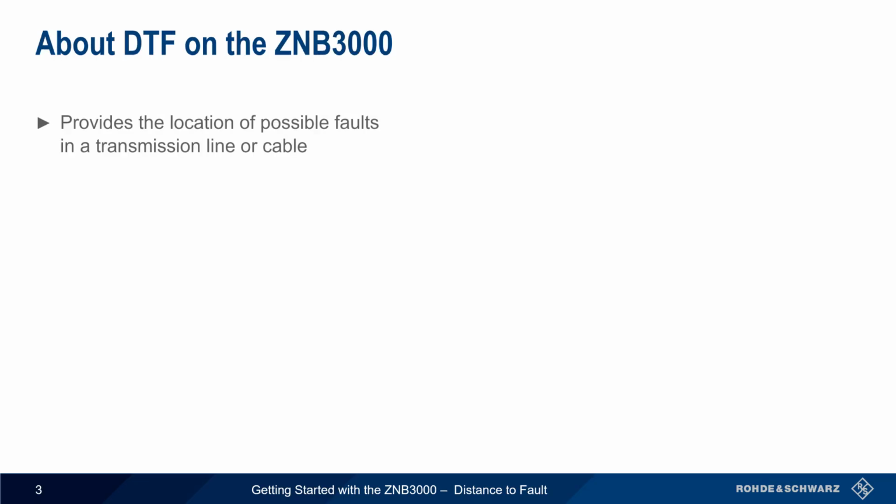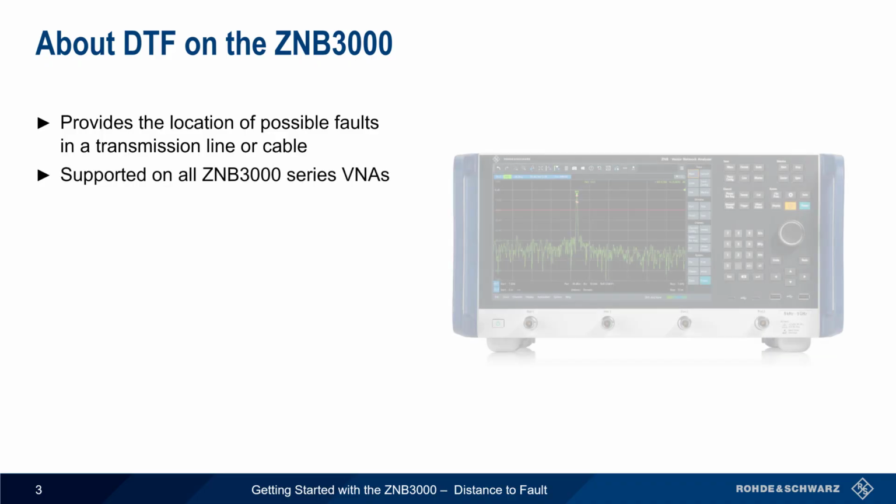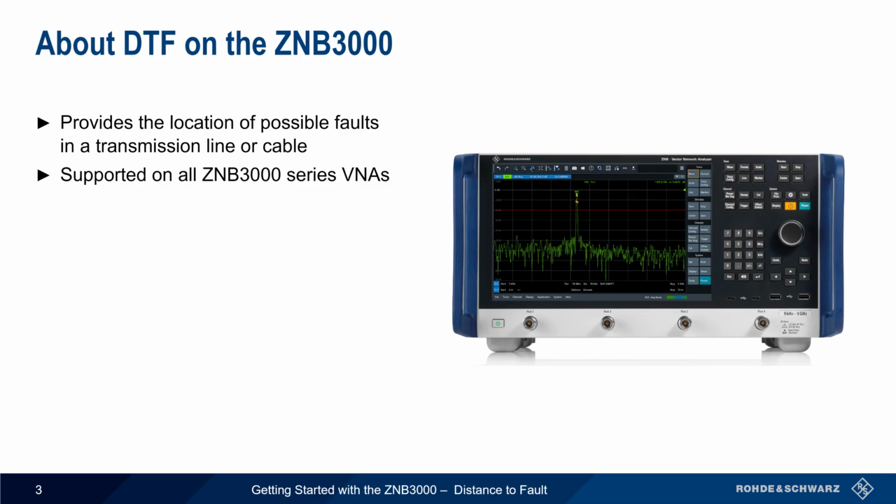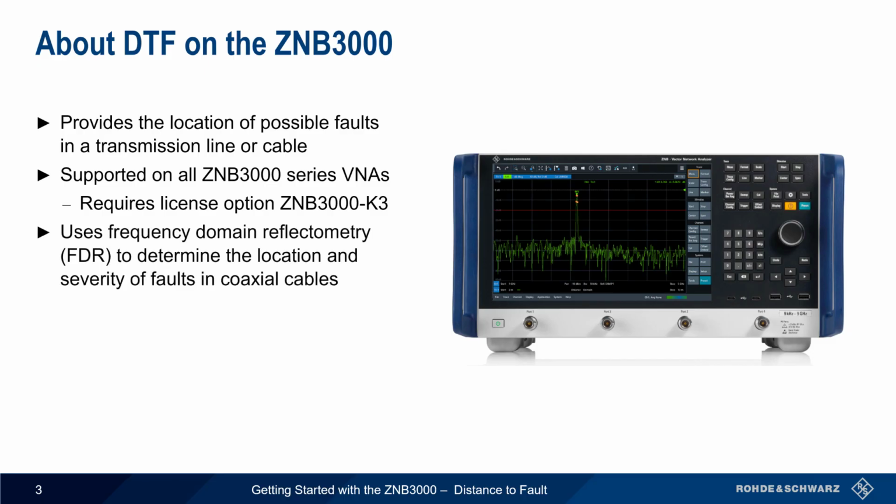Distance default measurements provide the location of possible faults in a transmission line or cable and are supported on all Rohde Schwarz ZNB3000 series vector network analyzers. Using this application requires the K3 license option. The ZNB uses frequency domain reflectometry to determine the location, as well as the severity, of reflection points or faults. Results are plotted in the form of return loss as a function of distance.